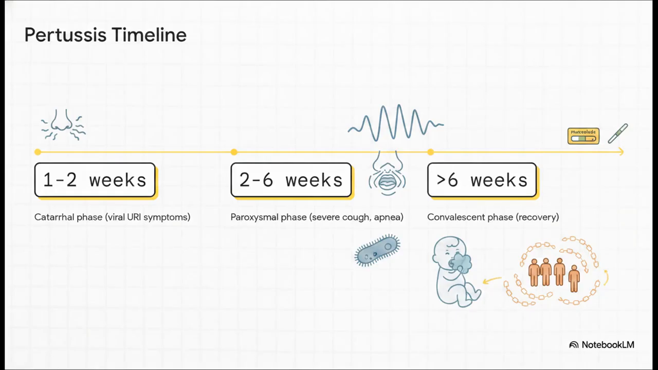Pertussis, better known as whooping cough, follows a very distinct timeline. The catarrhal phase lasts about 1 to 2 weeks and looks just like a standard viral upper respiratory infection. But then it morphs into the paroxysmal phase. This lasts 2 to 6 weeks and brings those severe coughing spells, post-tussive emesis, that classic inspiratory whoop, and marked lymphocytosis. Young infants often present dangerously here with apnea and cyanosis. You diagnose this with a PCR or culture, treat empirically with a macrolide antibiotic, and make sure to provide prophylactic macrolides to all close contacts.